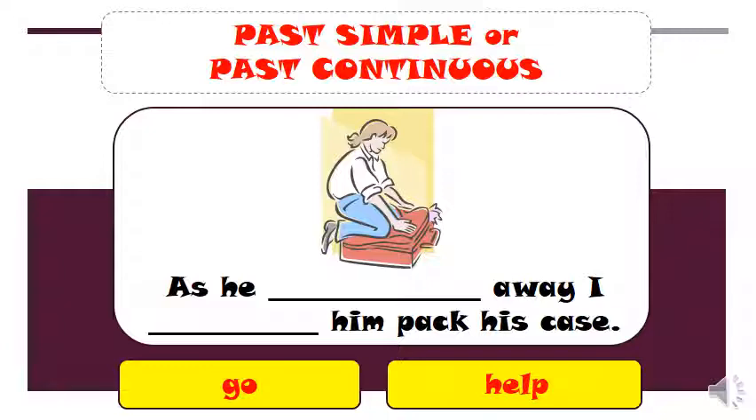Also, we can use as instead of when and while. As he away, I him pack his case. Use the verbs go and help. Good job. As he was going away, I helped him pack his case. Perfect.